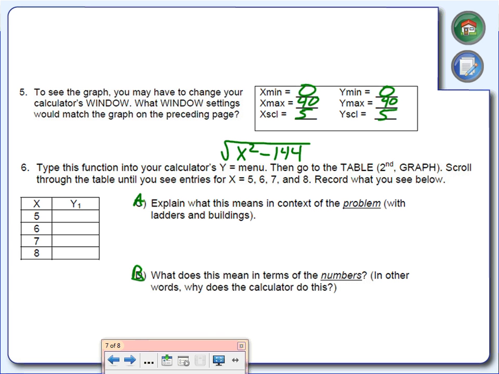All right, so again, what we're doing is we're looking at 5, 6, 7, and 8 in our table, and we're going to write down what we see next to that 5, 6, 7, and 8. So what do y'all see next to 5, 6, 7? 0, 0, 0? Error. So write that down for me. Right next to 5, you see error. Next to 6, you see error. Same thing for the other 2.